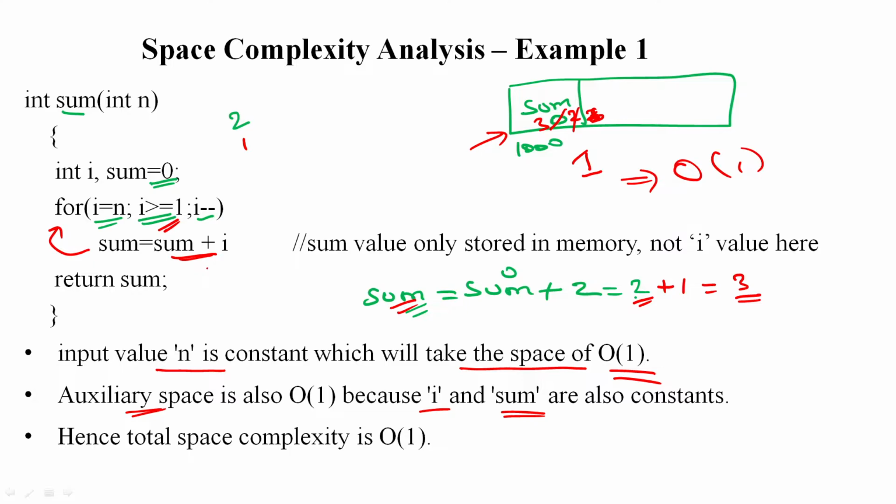N times it is consuming, but only one space is consumed for n number of times. So the same memory location is used, so the total space complexity is order of 1.